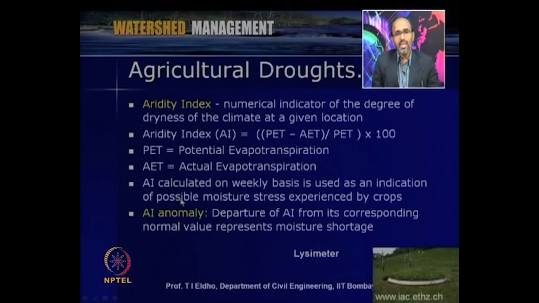So, the aridity index we can calculate either on a weekly basis or once in 2 weeks, like that. And it is an indication of possible moisture stress experienced by the crops. So, we have to calculate the potential evapotranspiration by equipment like a lysimeter in the particular region, and then based upon these calculations we can find the aridity index. The aridity index anomaly shows the departure of the aridity index from its corresponding normal value and represents the moisture shortage. When the moisture shortage is taking place, the crop will be water stressed, and then the crop yield will be affected.